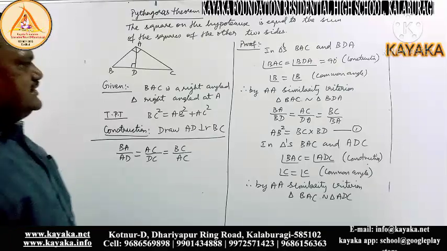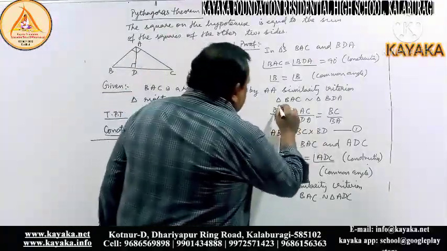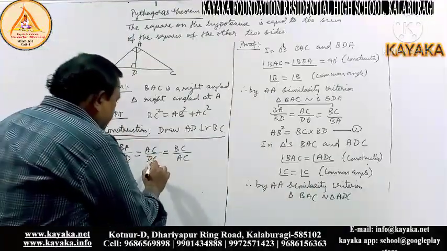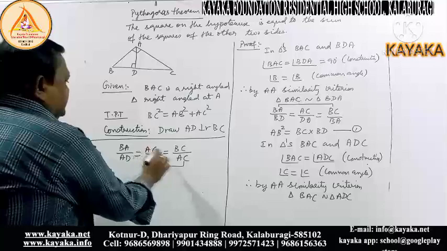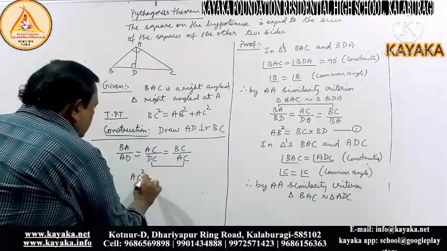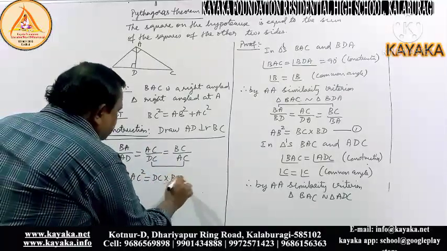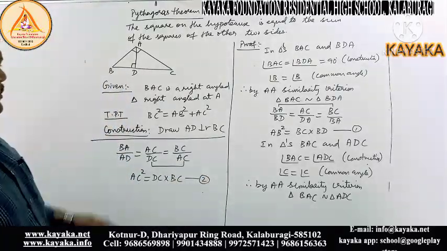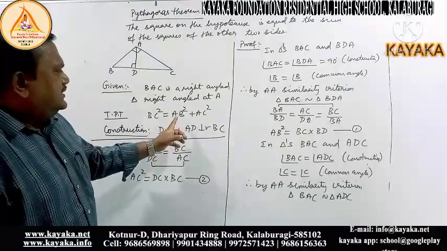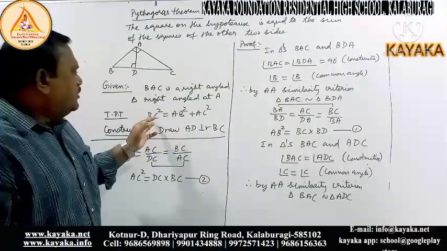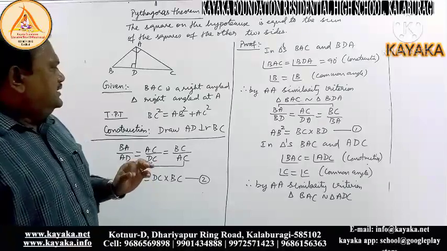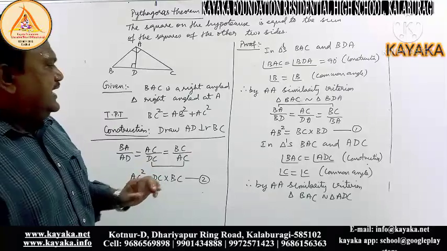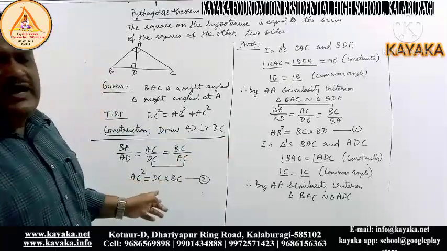Now dear children, you can take these two ratios. For this we are taking these two ratios. You will get AC into AC, AC square will be equal to DC into BC. You can mark this as 2. Now you know that AB square plus AC square will be equal to BC square. Therefore, here we will add this 1 and 2.